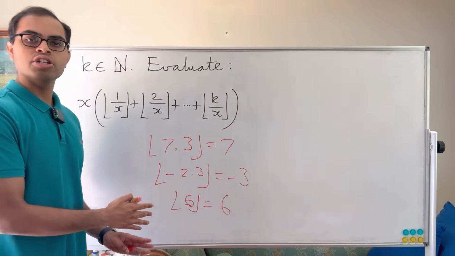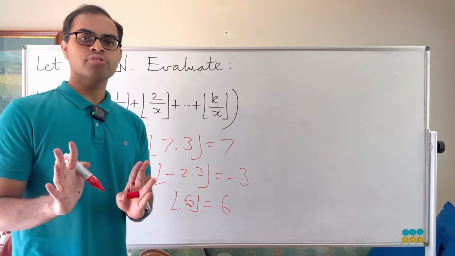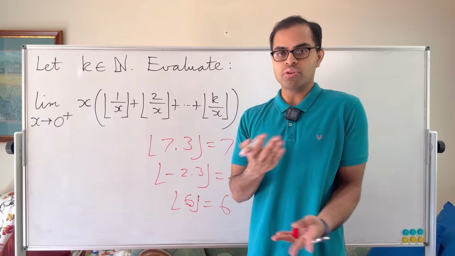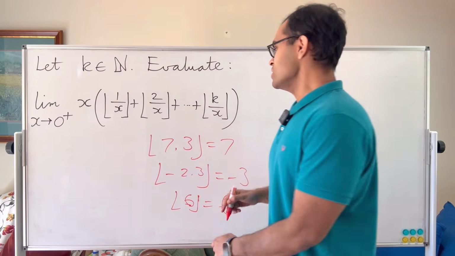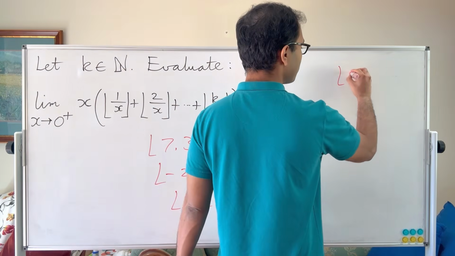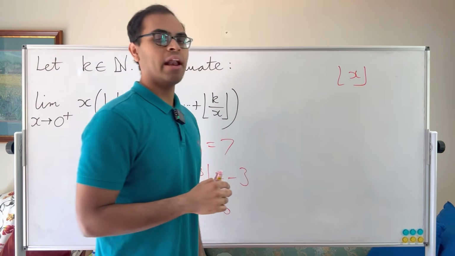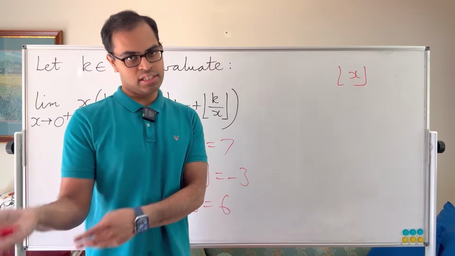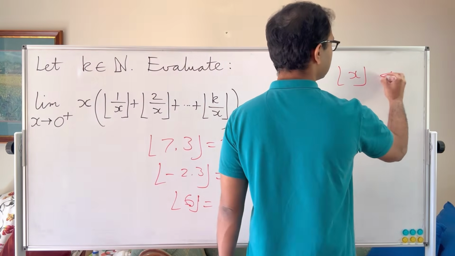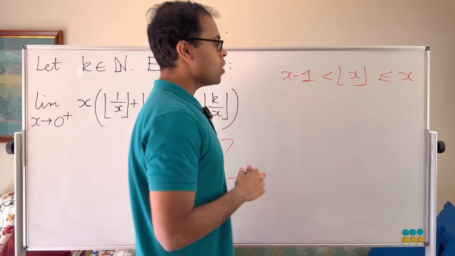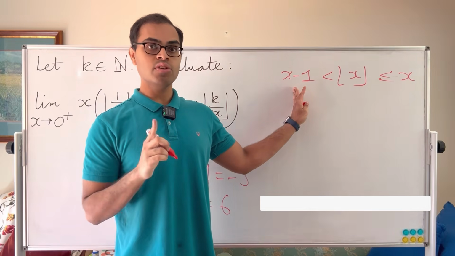So this is the floor function, and one key property of it, because we're going to try to estimate and understand what's going on with this limit, and we don't even know it exists right now. If you take the floor of x, what's the key property? It's always less than or equal to x, because after all it's the greatest integer less than or equal to x, and also it's going to be greater than x minus 1. That's a fundamental property we're going to use.